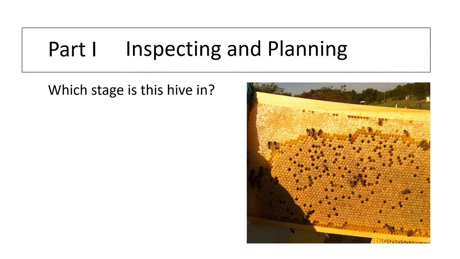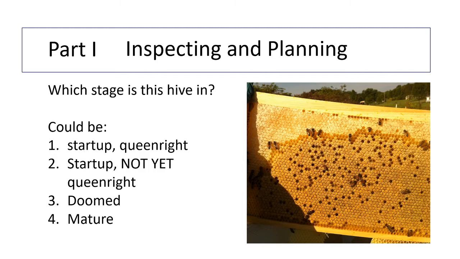Look at this frame of capped brood. Isn't it possible to tell from this what stage this hive is in? Oh, it could be a startup that's queenright or a startup that's not yet queenright. What? Well, if you have a hive that swarmed, there were eggs and young larvae left behind, or maybe just young larvae. In 2 weeks before the queen starts laying, you're going to have capped brood in there. The queen laid those eggs 20 days ago. This doesn't mean that your hive is queenright. The population will increase, but it may not continue increasing.